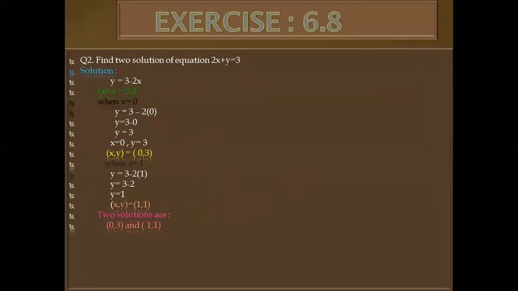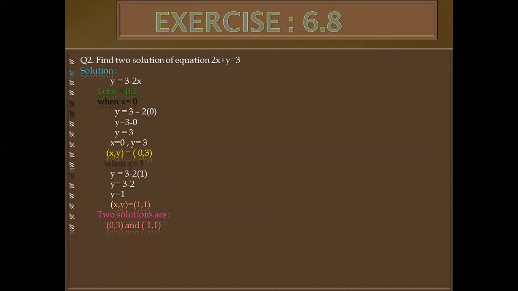From question 2 to 6, we find the solution of the equations. And in some questions, the last 5, 6 ordered pairs are already given, and we check whether they satisfy the equation or not. And in the second, third, and fourth questions, we will calculate the solutions.